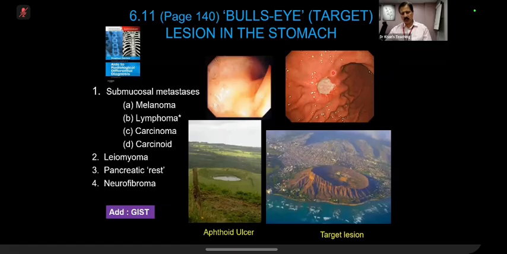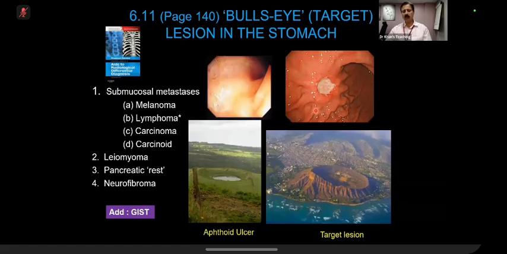Look at this. This is a larger lesion. You can see that the crater, like this crater, is very large. Barium will go in and surrounding edema will be there. And you will see, it might not be as numerous as this example. And there is a differential diagnosis in your book. Again, this is the 6th edition. And here, please add GIST also.